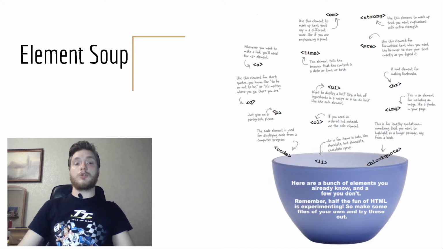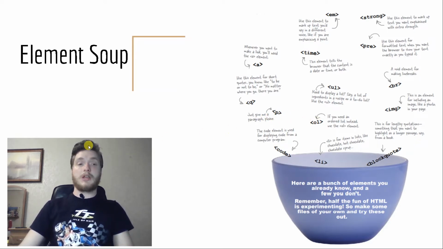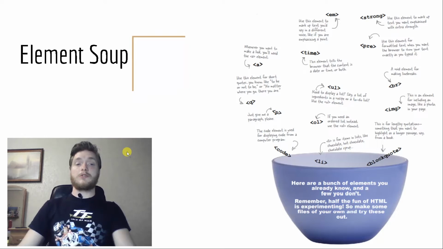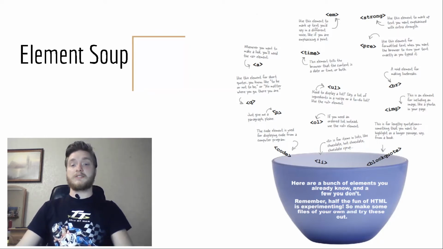Whenever you want to make a link, you will need the a element. Use the q element for short quotes, like "to be or not to be," or "no matter where you go, there you are." Just give me a paragraph, please. The p element. The code element is used for displaying code from a computer program. The li element forms items in a list, like chocolate, syrup. If you need an ordered list instead, use the ol element. Need to display a list, say a list of ingredients in a recipe or a to-do list, use the ul element.